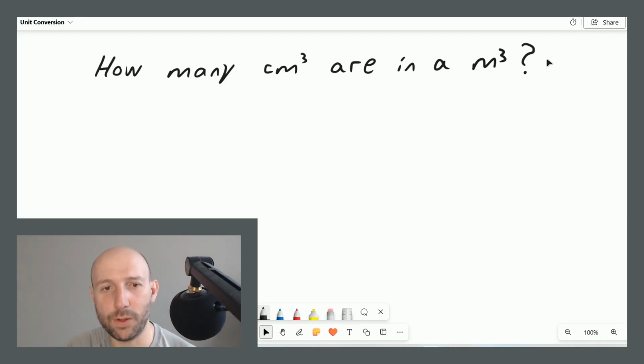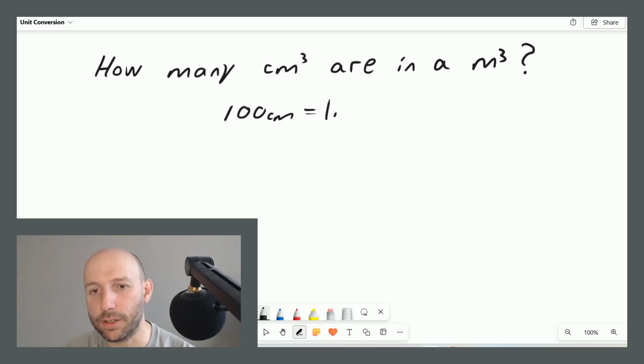How's it going, everyone? We are discussing how many cubic centimeters are in a cubic meter. This is an excellent example to use when you're starting out talking about unit conversion. And people are tempted to say, well, there are 100 centimeters in a meter, so you think, well, 100 cubic centimeters in a cubic meter. Well, that's actually incorrect. So let's go through this.